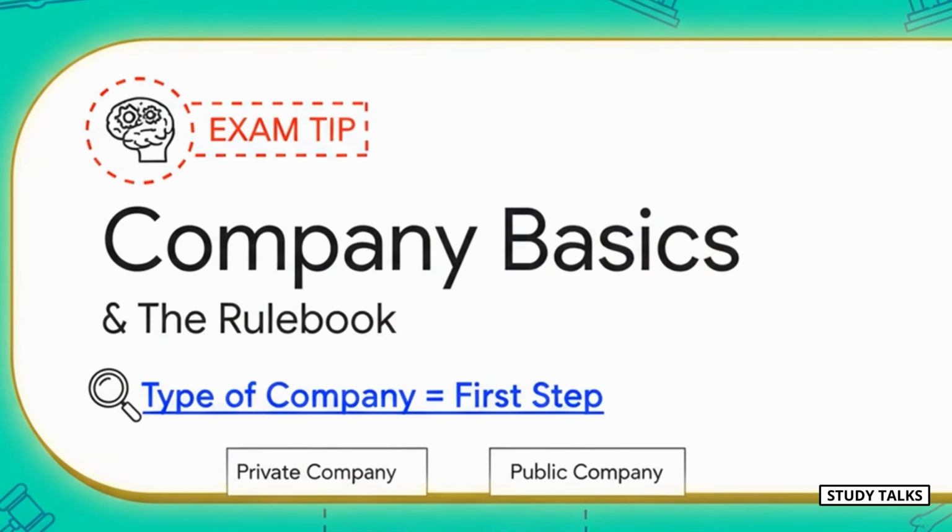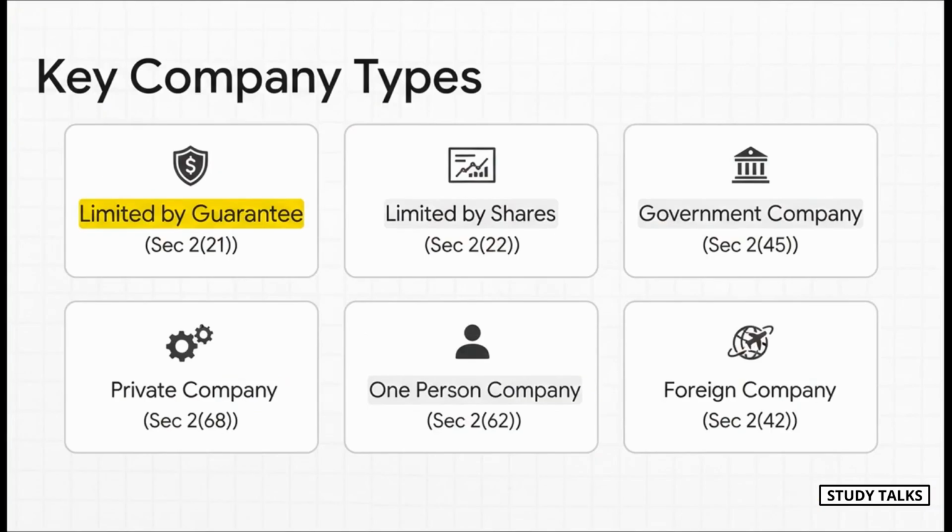Now that we've cleared that up, let's take a quick step back and refresh some company law basics. Understanding what kind of company you're dealing with is the first step, because the rules can change a little depending on the type. Okay, let's do a quick fire round of the key company types you need to have at your fingertips. Limited by guarantee, liability is capped at a pre-agreed amount. Limited by shares, that's the most common one. Liability is limited to any unpaid share value. Government company, super simple. 51% or more is held by the government. Private company restricts share transfers and has a max of 200 members. An OPC, well, it's just one person. And a foreign company is one that's incorporated outside India but has a place of business here. Got it? Good. Let's keep moving.